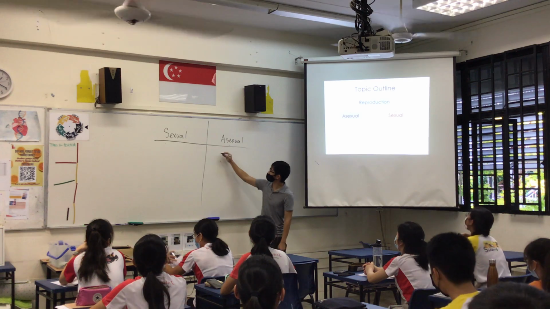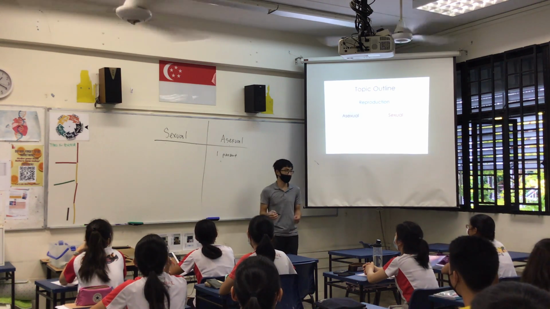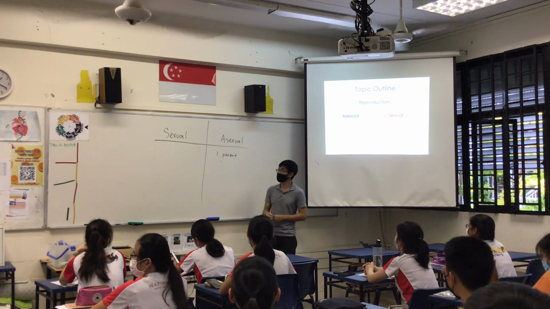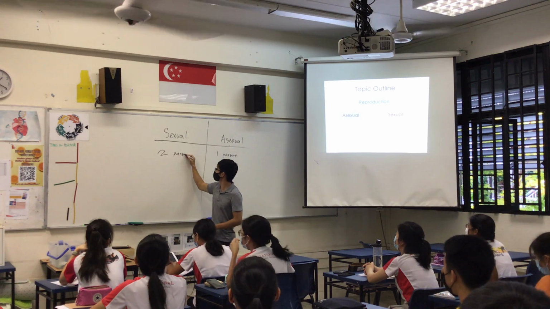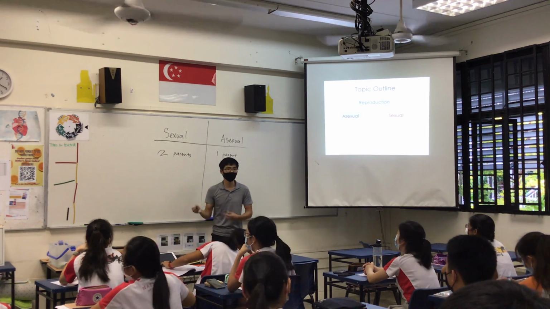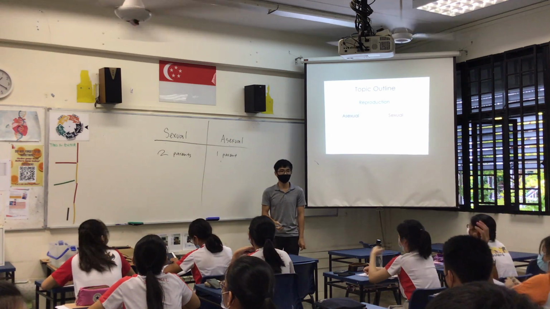Okay, asexual reproduction, only one parent involved, and then it just duplicates itself. Then sexual? Two. One male, one female. Okay, any other differences?